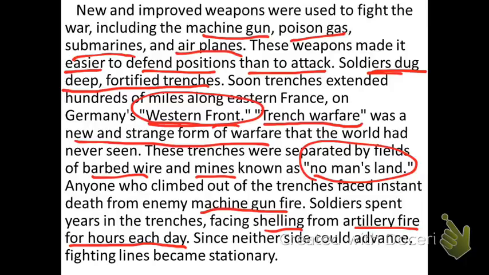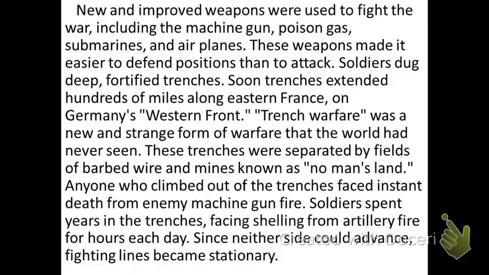And since neither side could advance, the fighting became quite stationary. And we've gone over prior to this, when we were talking about the vocabulary terms, how the trench would work, again, going from one trench to another. Let me just touch on that again quite quickly, because this is fun.